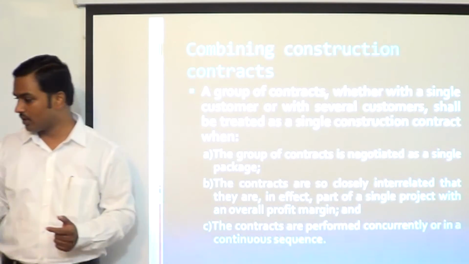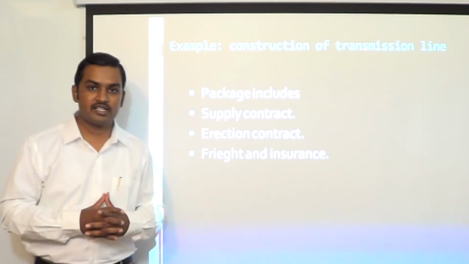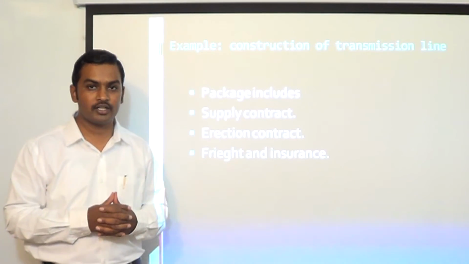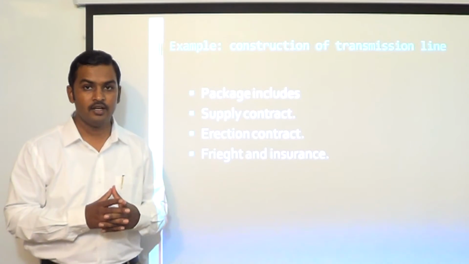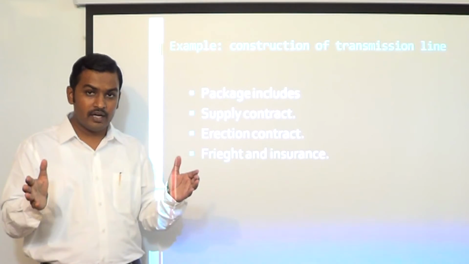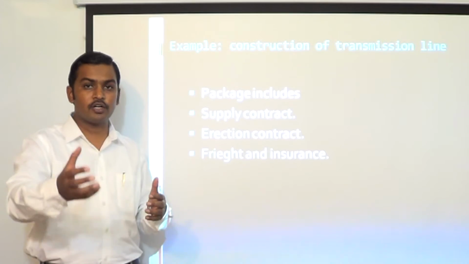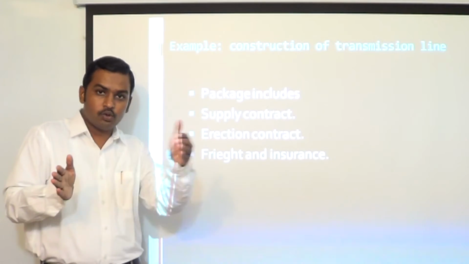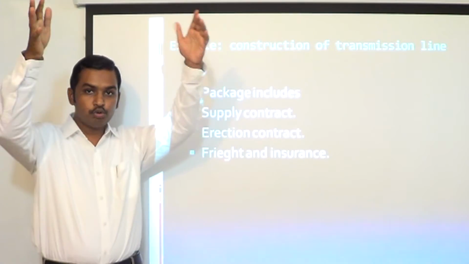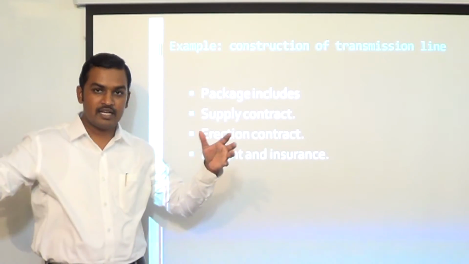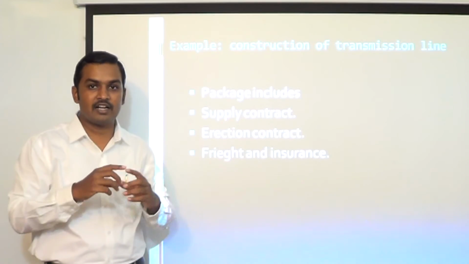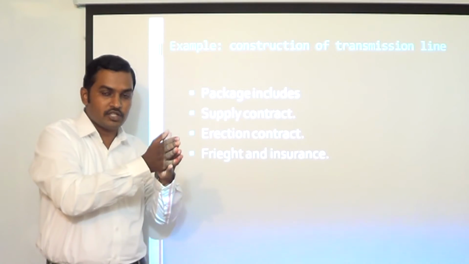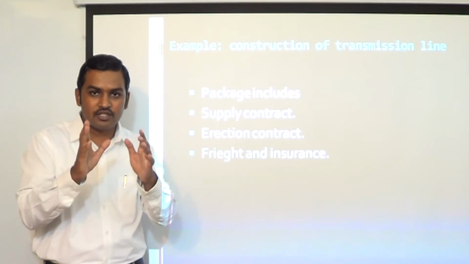I'll give an example to understand combining of construction contracts. Let us say there is a contract between a customer and a contractor for construction of a transmission line. The transmission corporation has granted a contract to a contractor to build a transmission line to transmit electricity from the power generating unit to a substation. So they have to set up huge power transmission towers, and they have to put electrical conductors, wires, for transmitting electricity from the power generating unit to the substation. So that is the contract.